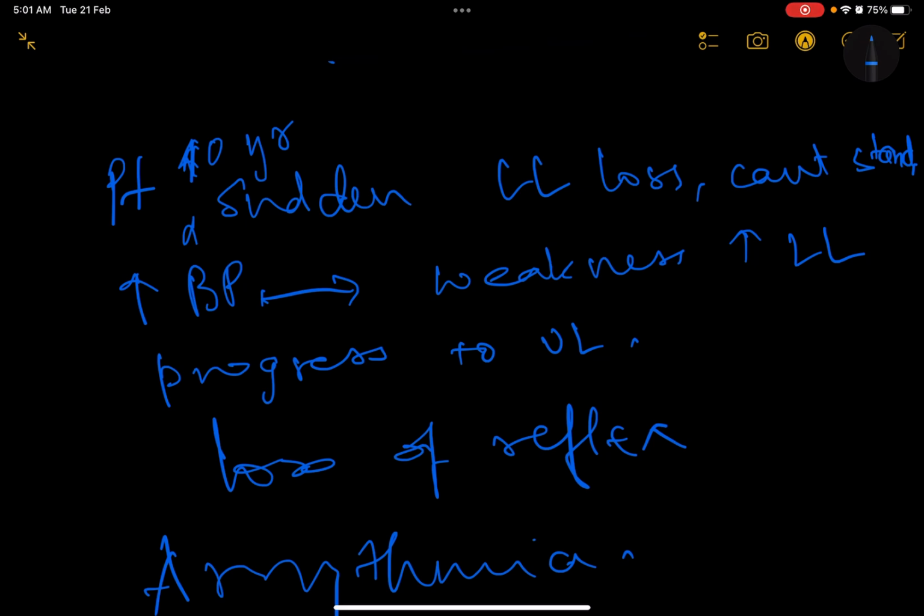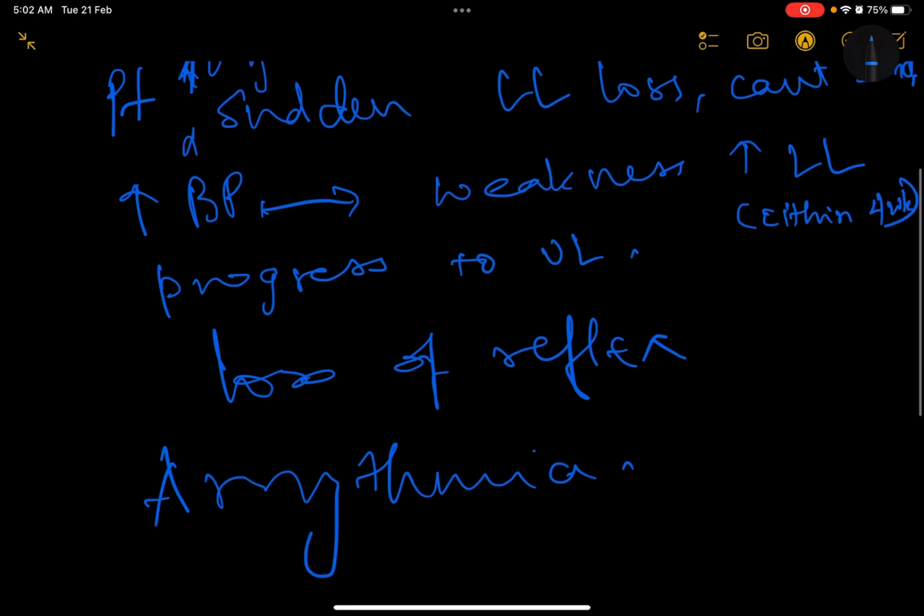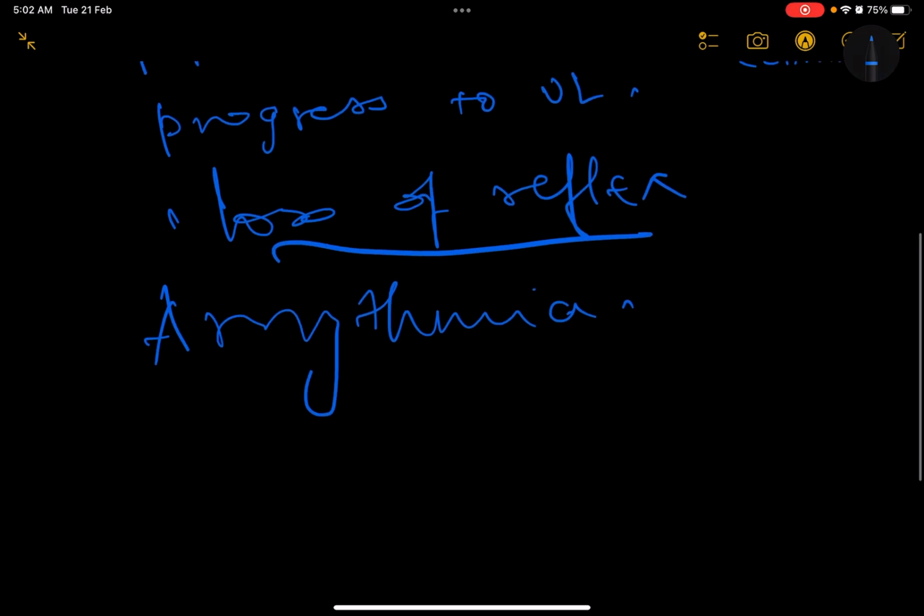The weakness in the lower limb is gradually increasing, and by gradually I mean in less than 4 weeks. All right, that is within 4 weeks. So I'll write "within 4 weeks." And it progresses to the upper limb, and there is loss of reflex and also arrhythmia is seen. Fair enough.